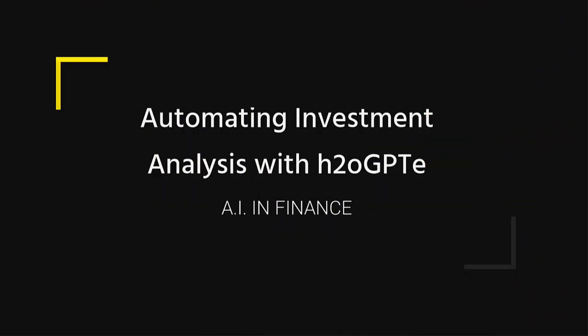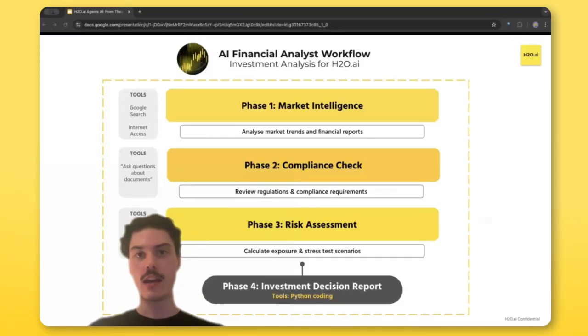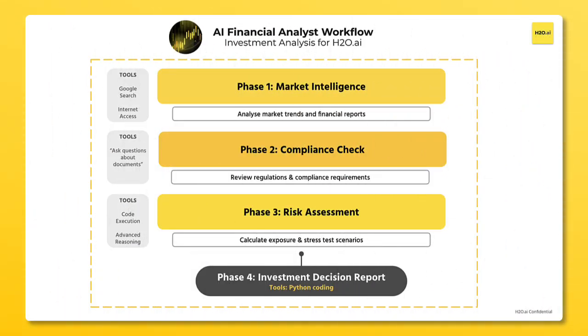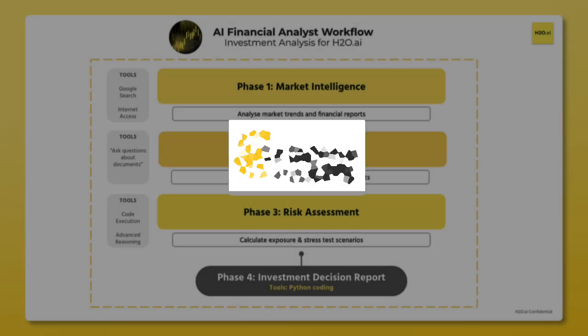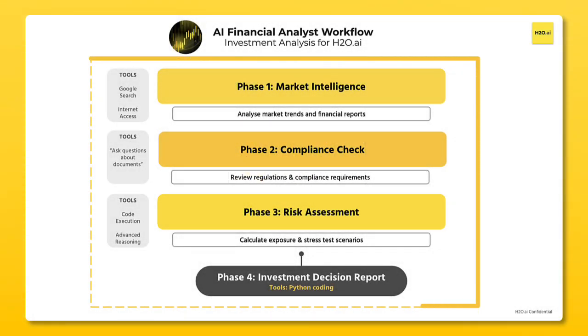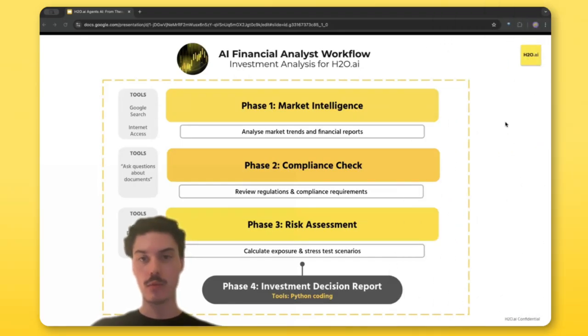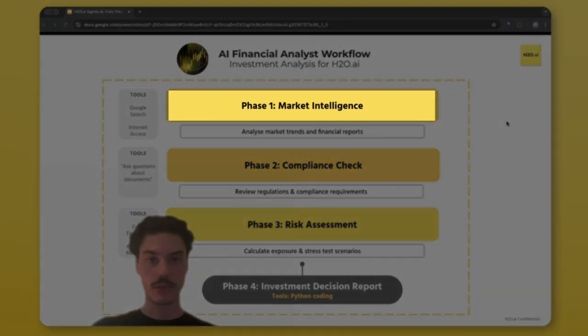So the first tool we have is an AI financial analyst workflow. So this is all about doing investment analysis in H2O GPTe. So here I've set out a workflow with multiple phases using multiple tools. So here in phase one, we want the agent to do market intelligence, so analyze market trends and financial reports.